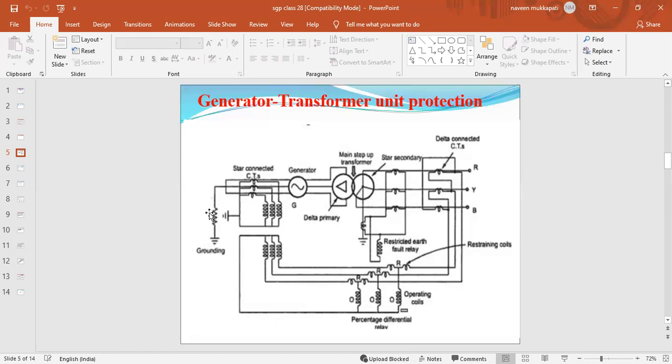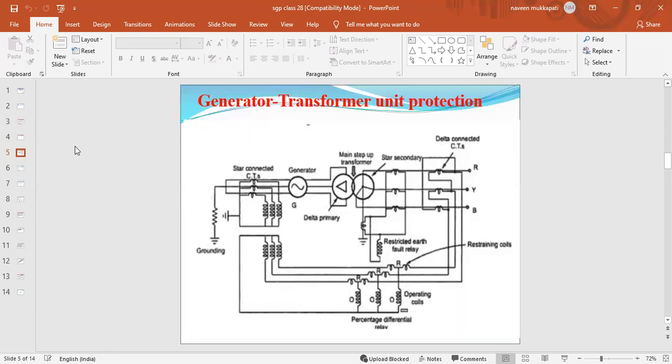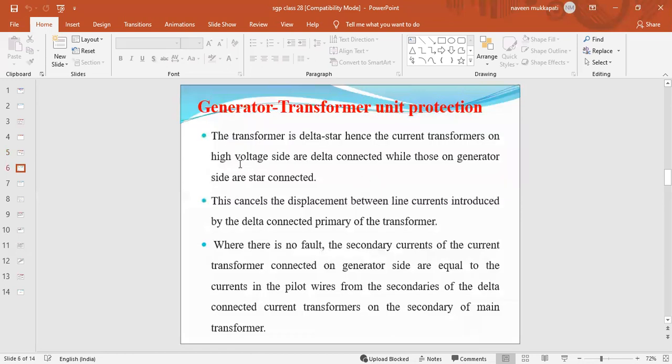This is the earth fault. This is the earth resistance. If any earthing currents are flowing, by adjusting this resistor we adjust the earth fault currents. That is the main reason for the usage of this ground resistance. This is the combination of the generator and the transformer protection.